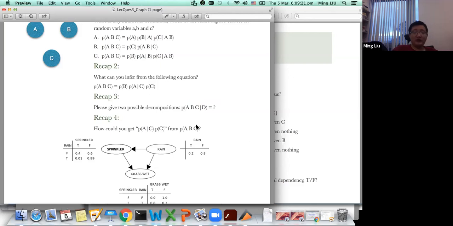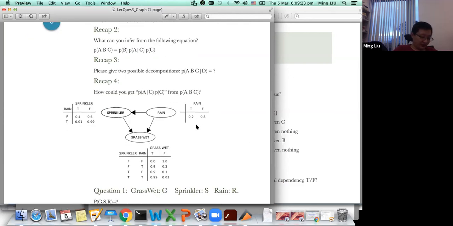Recap 4. How do you get P(A given C), P(C) from P(A,B,C)? That's this part, P(A,C), right? So you should have P(A,C) as a marginalization over B of the joint distribution P(A,B,C). Right? Consider all the cases of B. Okay, so this is also simple.